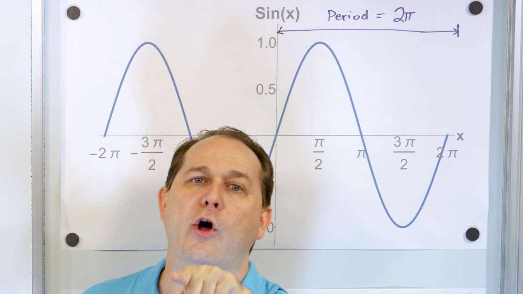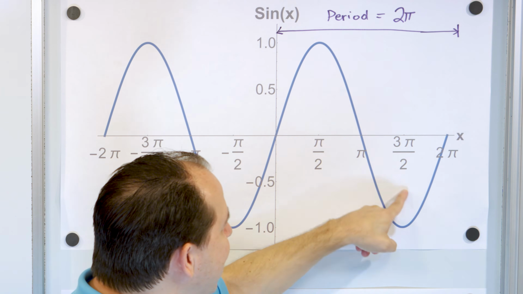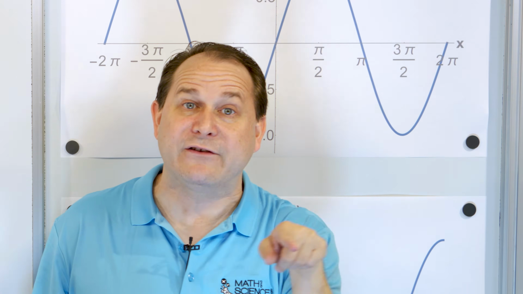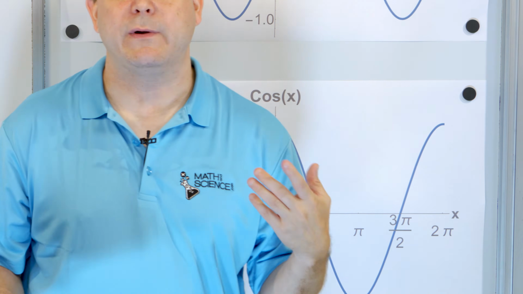2 pi radians would go all the way around the circle one whole time, right? That's why it repeats itself after 2 pi radians, because we have come back to our starting point. We have come back to our starting point after 2 pi radians.